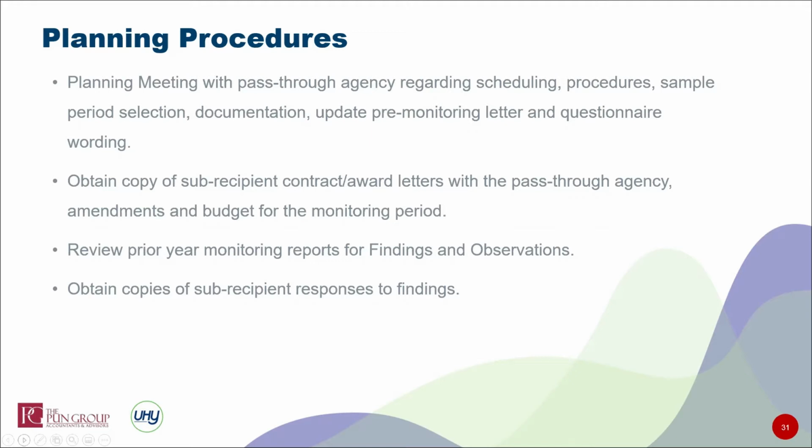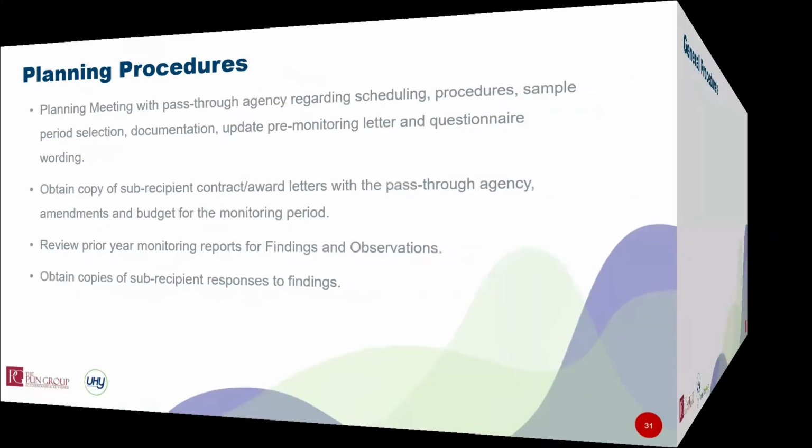The other is to obtain a copy of the subrecipient contract, or if it's an award letter with the pass-through agency, any amendments that may have happened, or budget amendments for the monitoring period in question, as well as if it's a vendor contract. Take a look at any prior year monitoring for findings and observations, and then obtain copies of the sub's response to those findings to see what the status is, as well as the implementation that may have happened in a subsequent period.